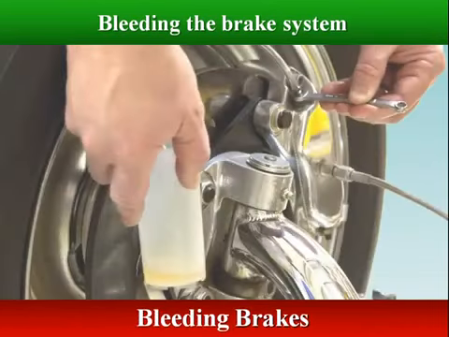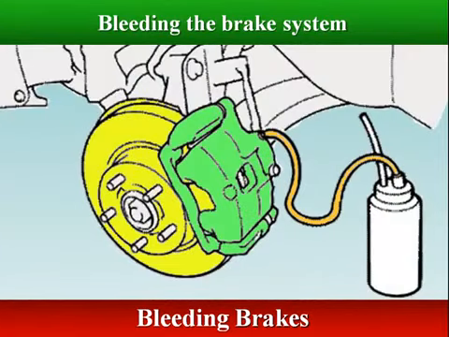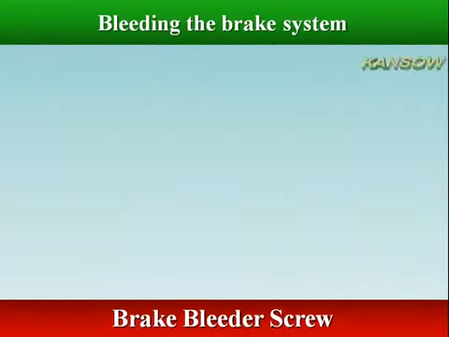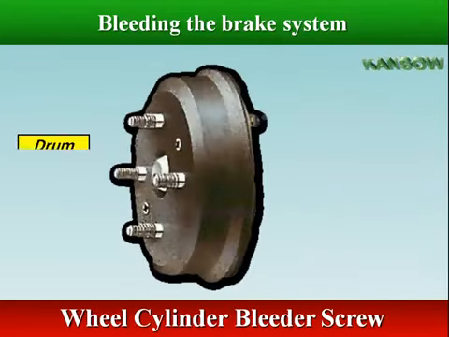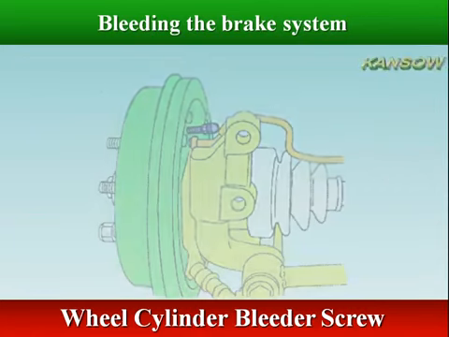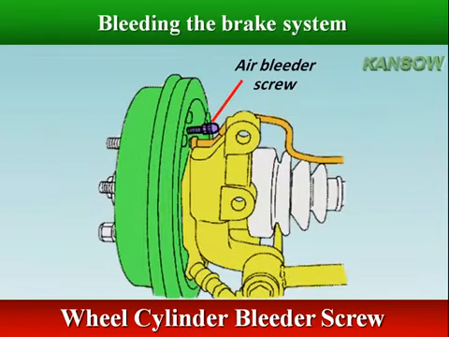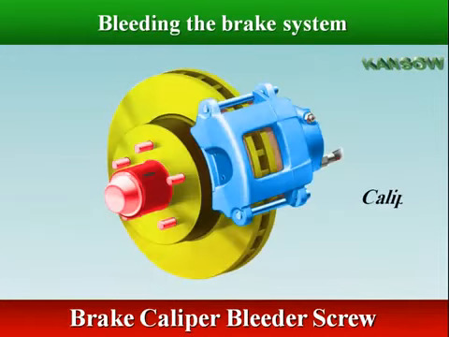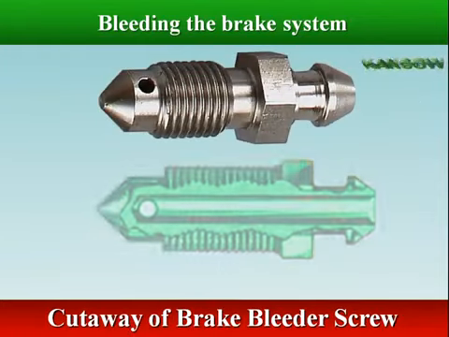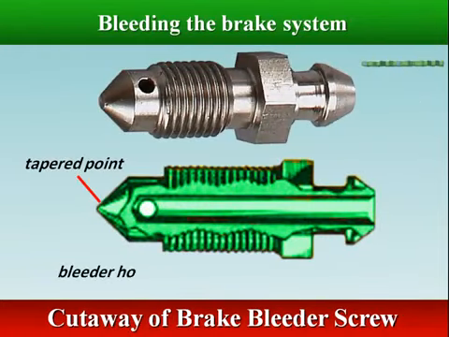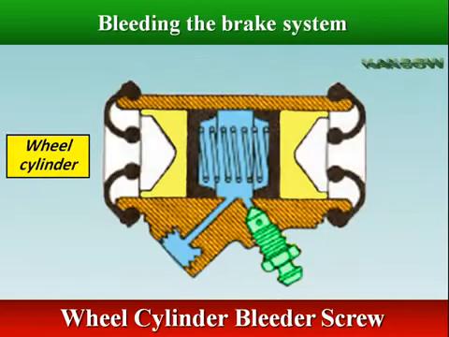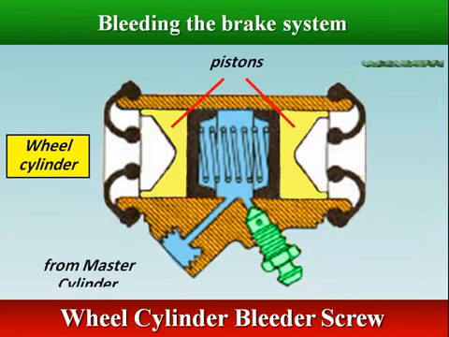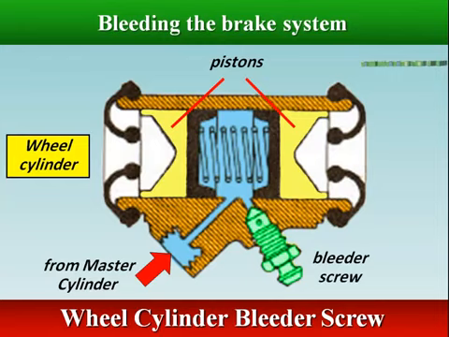Bleeding brakes is the process of removing air bubbles from the brake system. Each caliper or wheel cylinder is provided with a bleeder screw located behind it, for bleeding brakes. When the screw is loosened, the tapered point uncovers the bleeder hole. This permits air to move up around the point, through the cross hole and out the center passageway. When the screw is tightened, the point seals the opening.